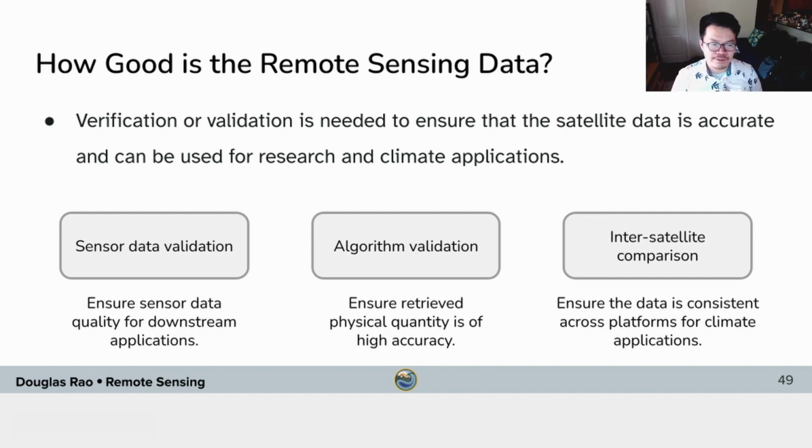The last step is often to ensure the data is consistent across different satellite platforms over a long period for climate applications. That's what we call intersatellite calibration, and how to evaluate intersatellite calibration. This consistency evaluation is important to make sure that the signal we see in satellite data is not caused by artifacts in the satellite data and is a real signal from climate change.